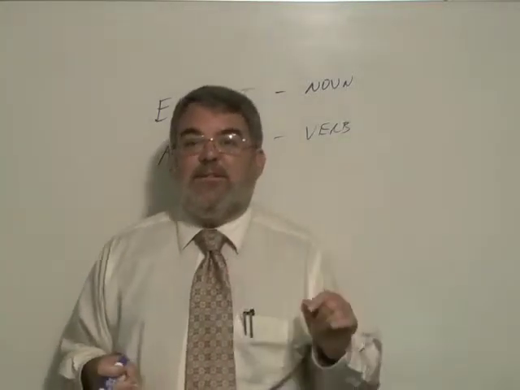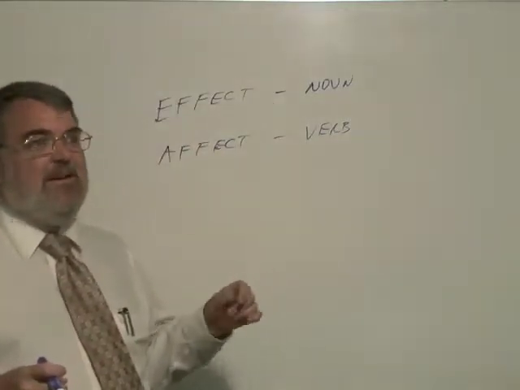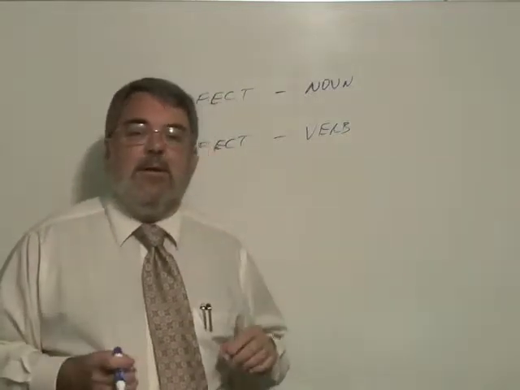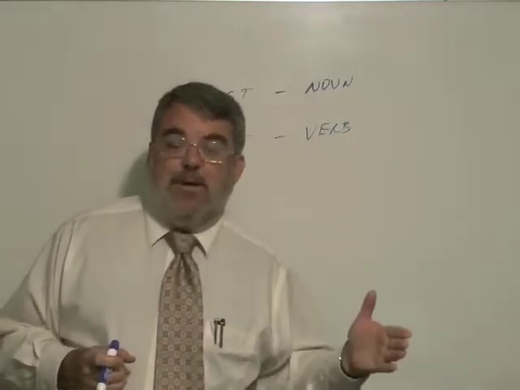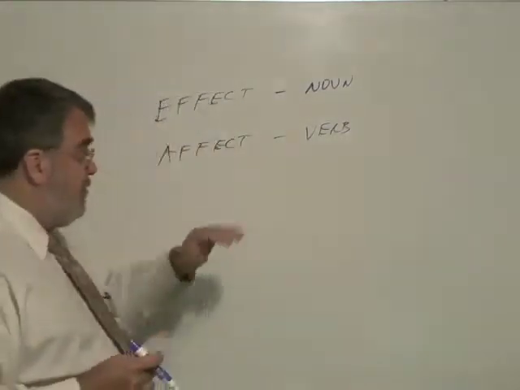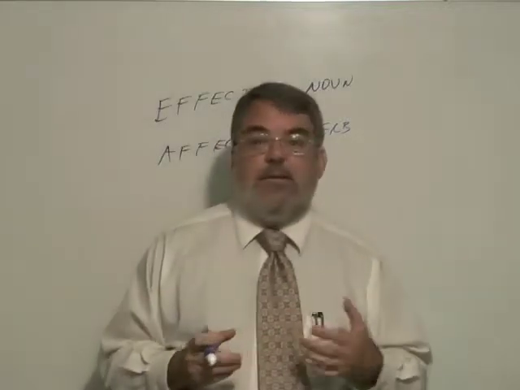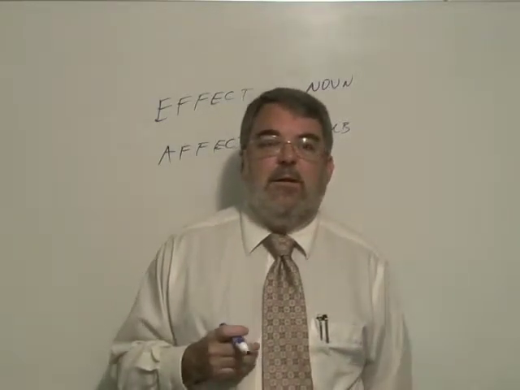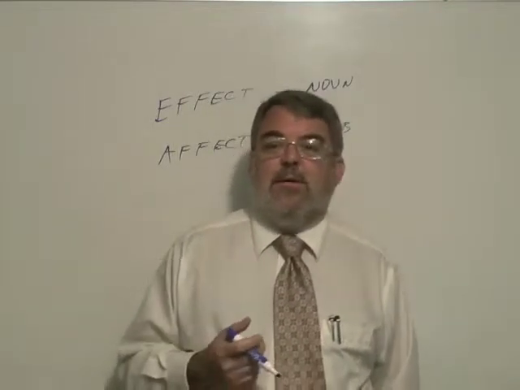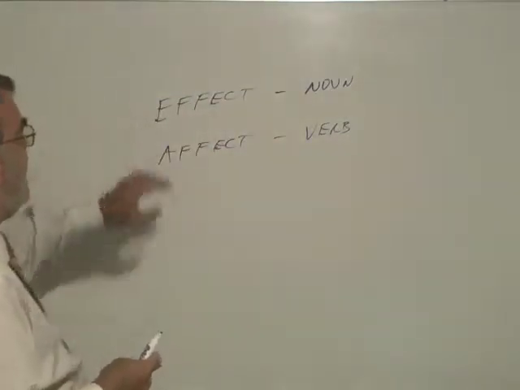The effect of A on B is such and such means we're using it as a noun. How A affects B means A affecting B, and it's being used as a verb. The only time I can think of when effect is used as a verb is, for example, to effect change. If I'm going to effect change, then I'm using it as a verb. But I don't think we generally see that.